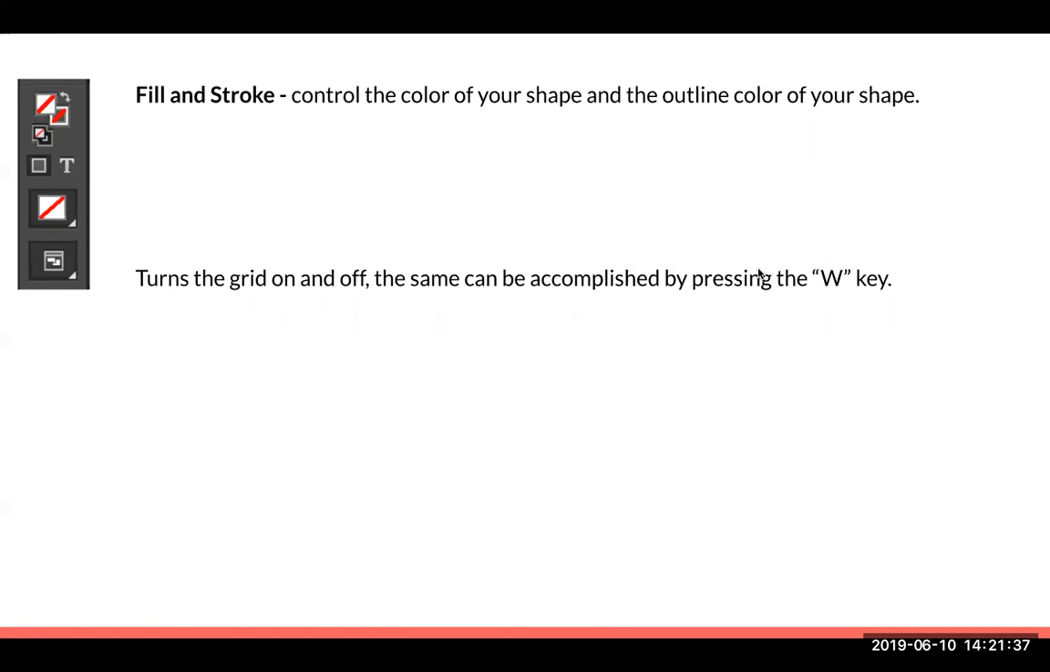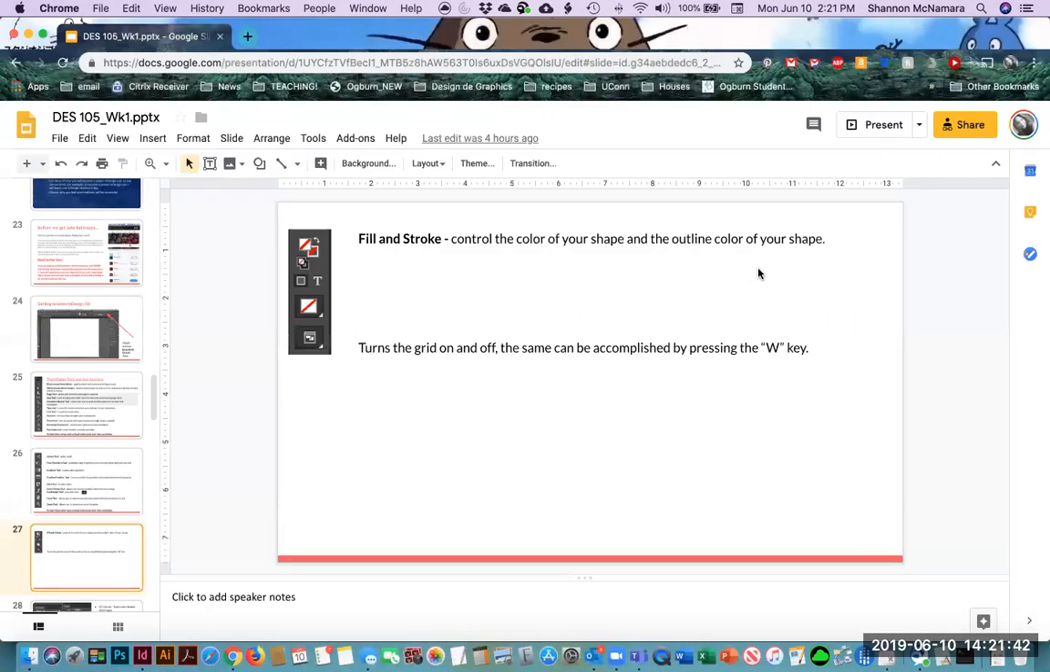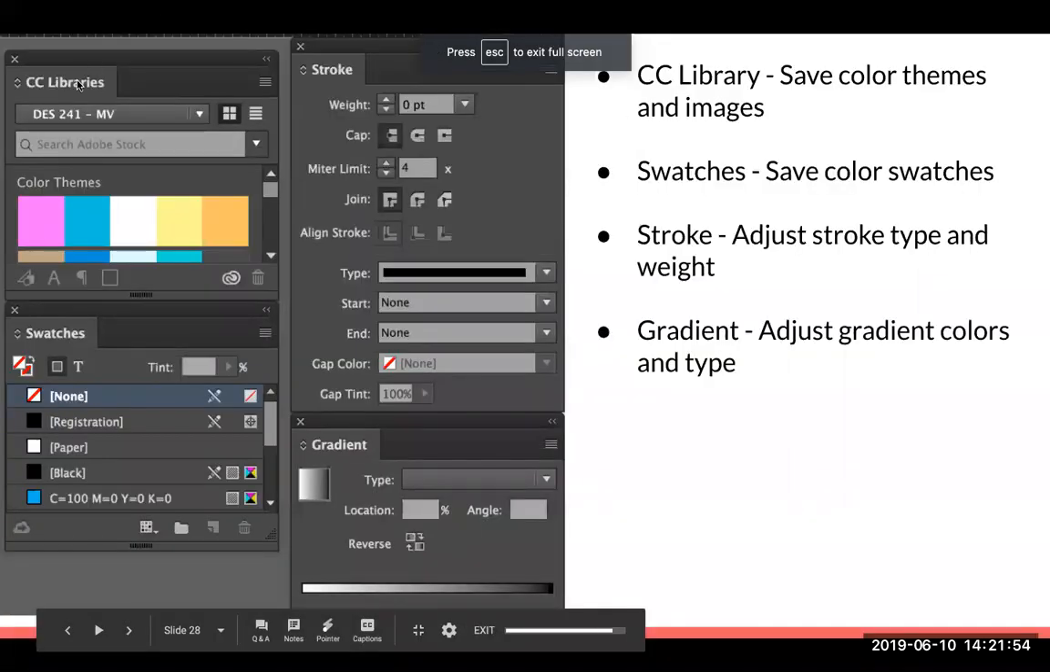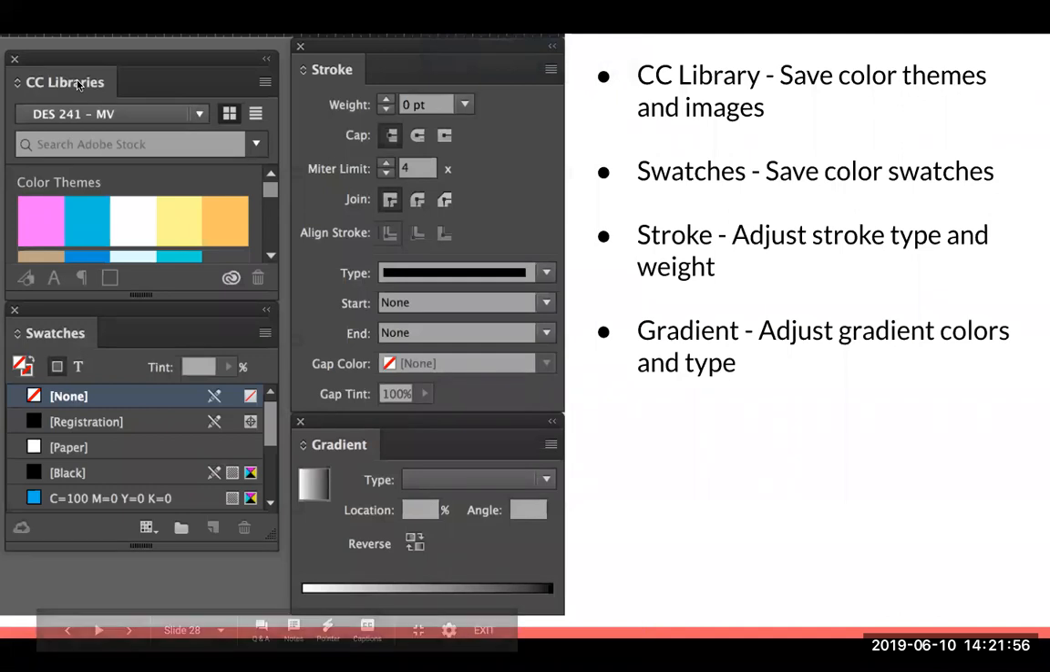So that's the panels in a nutshell. And let me see, I think I have one or two. Oh, and then we've got our libraries, which you have your CC libraries. Those work the same as they do in Illustrator and Photoshop, just getting to them. In some of the programs, they're called libraries. In other programs, they're called CC libraries. But they're pretty much the same thing.